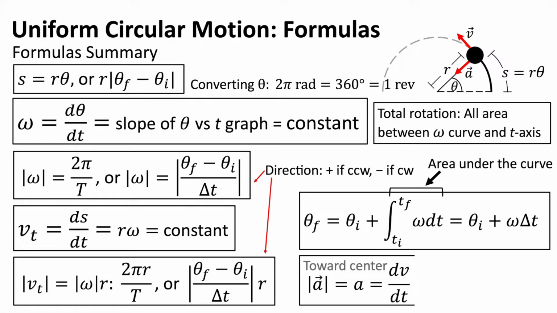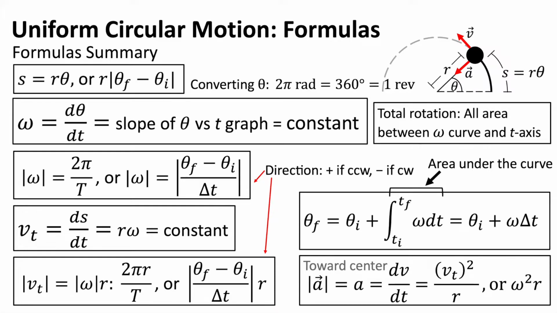Lastly, the acceleration is the derivative of the particle's velocity. It always points toward the center of the circle, so we call it the centripetal acceleration. To get its magnitude, you can use these formulas. To use them correctly, make sure you have omega in radians per second. That's it for the formulas.